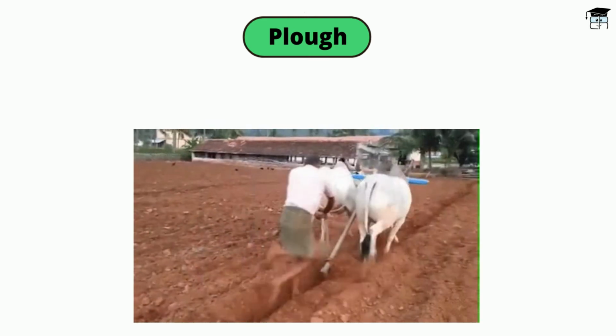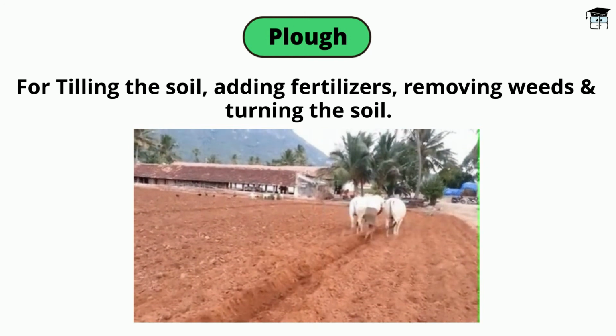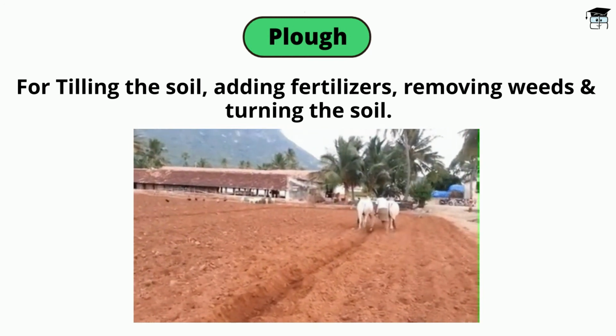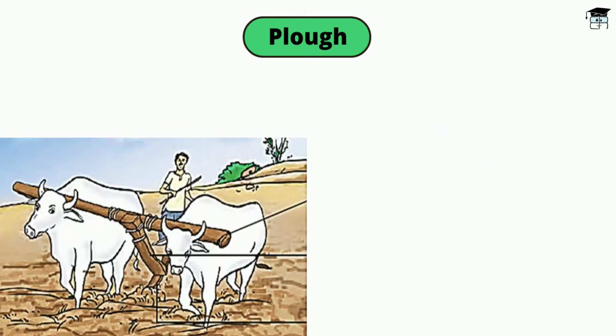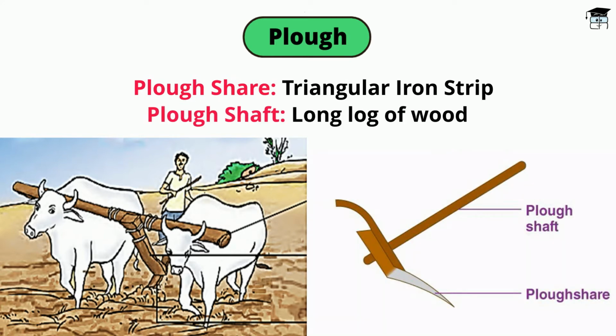Plow has been used since ancient times for tilling the soil, adding fertilizers to it, removing weeds and turning the soil. Plow is made of wood and is carried by a pair of bulls or other animals. The plowshare on a plow is a triangular iron strip. A plow shaft is the main part of the plow which is made using a log of wood. One end of the shaft has a handle. The other end is attached to a beam that is placed on the bulls' necks.